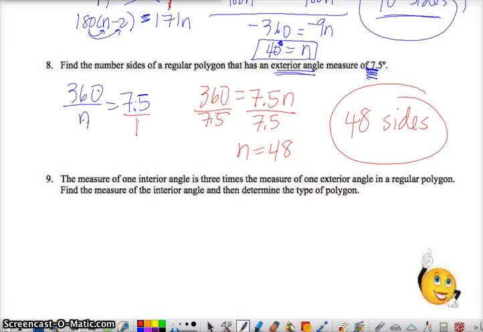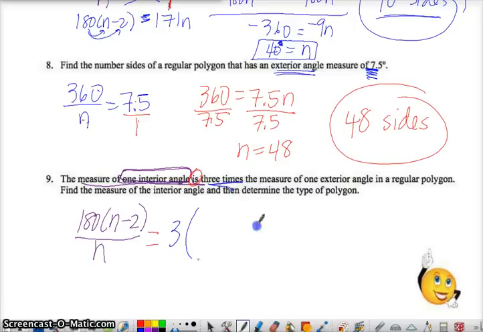All right, and finally, this last one is a little bit tricky, so I wanted to do it with you. So I'm going to translate it exactly. It says the measure of one interior angle. So that's 180 times n minus 2 divided by n. That's the total sum divided by the number of sides. That is, so remember the word is means equals, 3 times the measure of one exterior angle. So the formula for exterior angle is 360 divided by n.